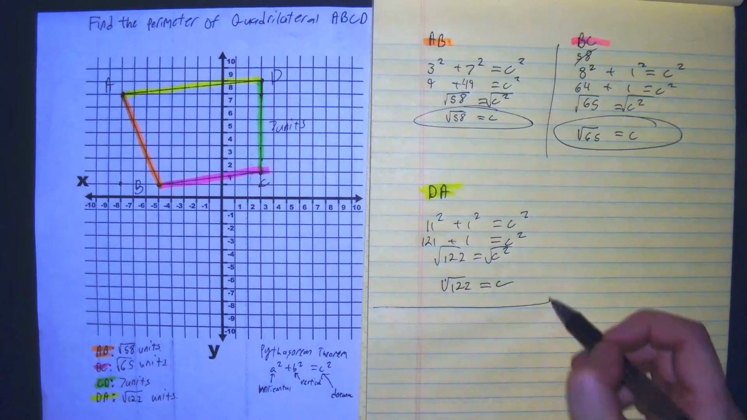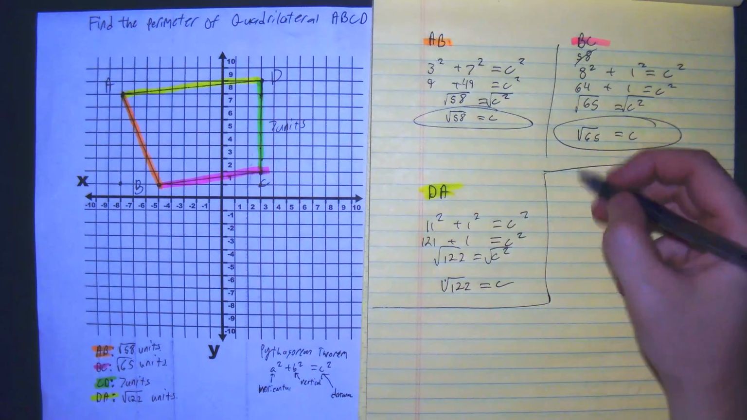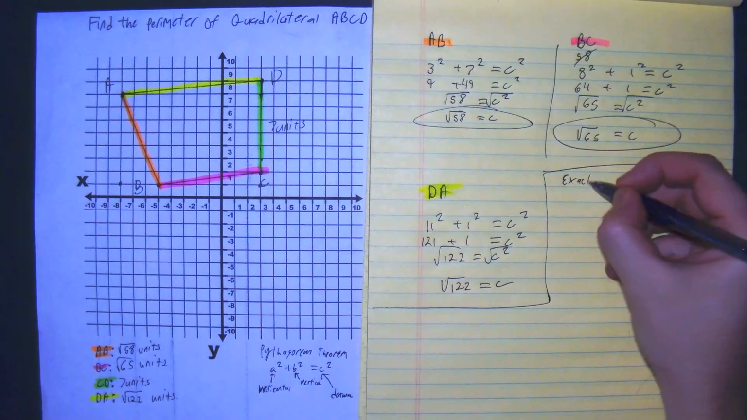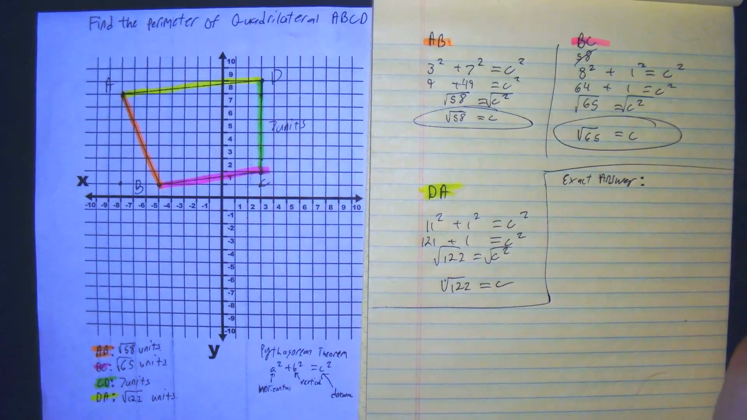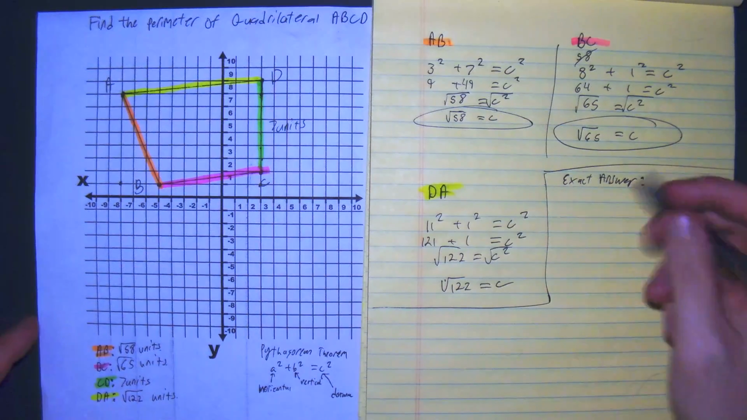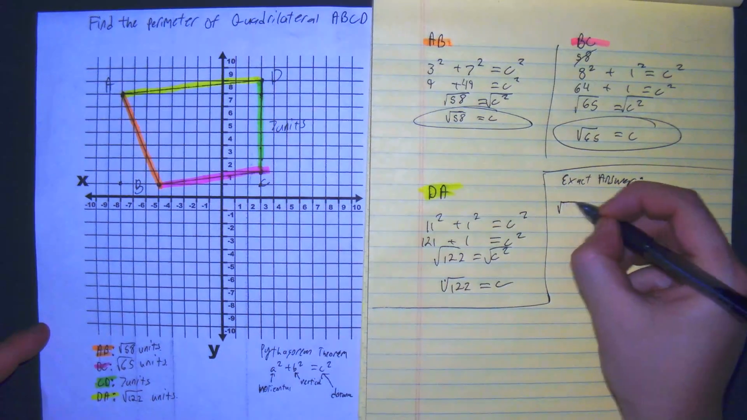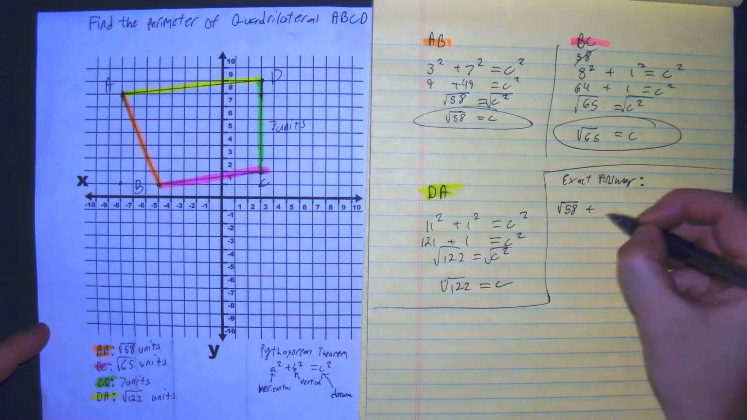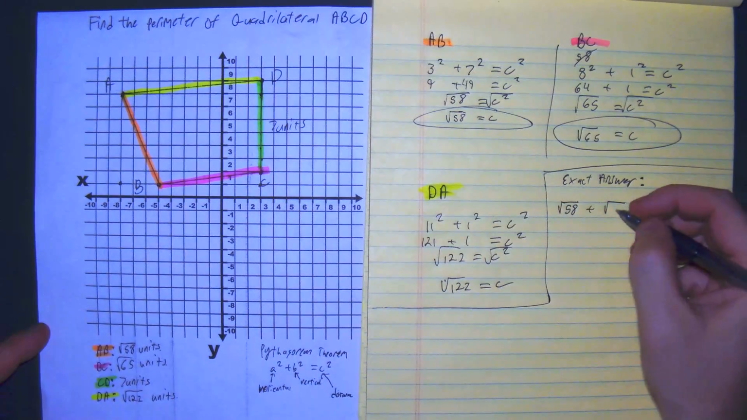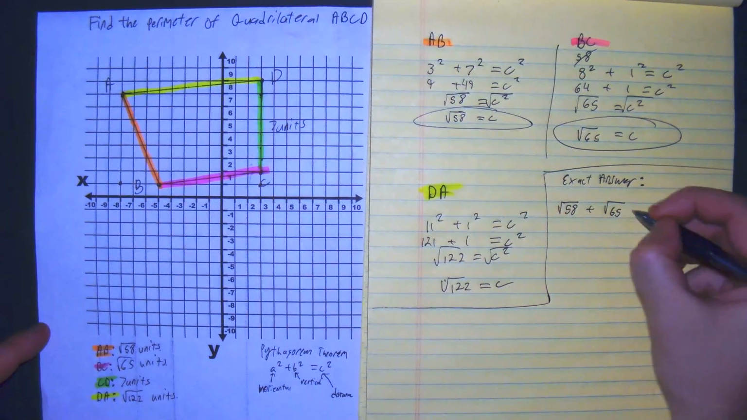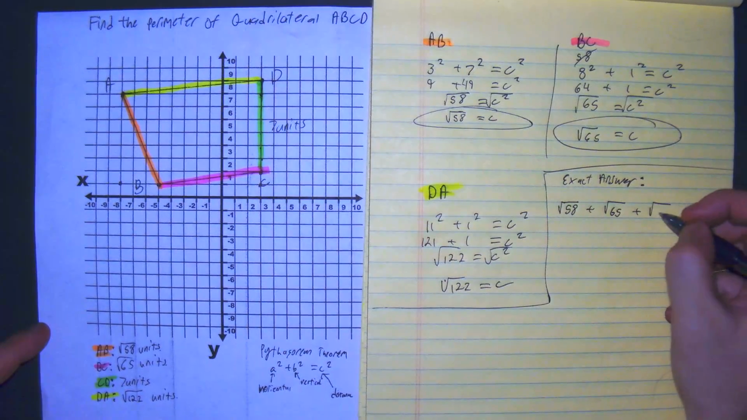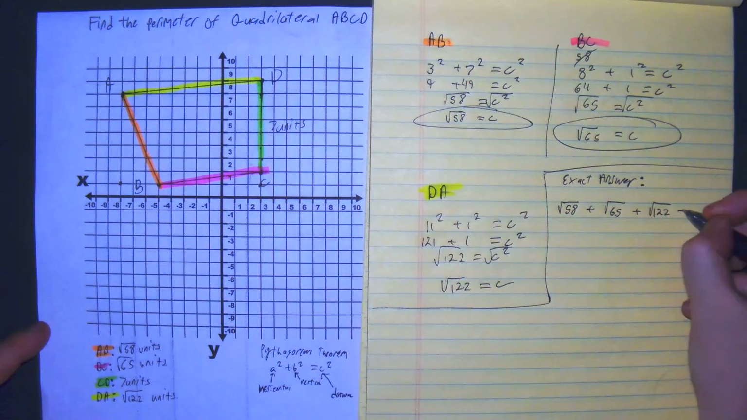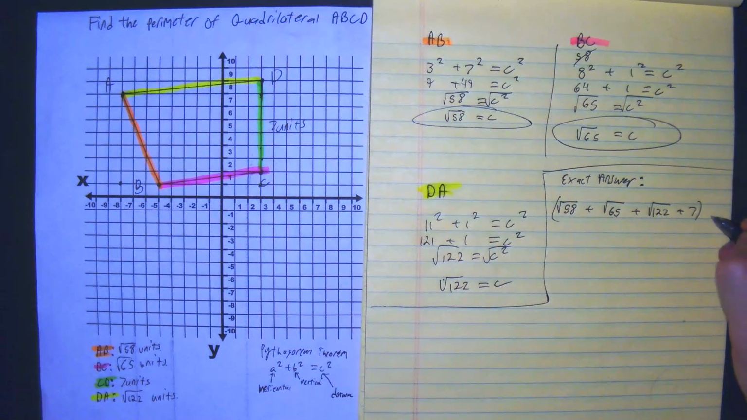Let's work out the exact answer, and then let's get our estimate. An exact answer would look like this. We would have all these added up. So it would be square root 58 plus square root 65 plus square root 122 plus 7, put parentheses so we don't have to do as much, and then put units.